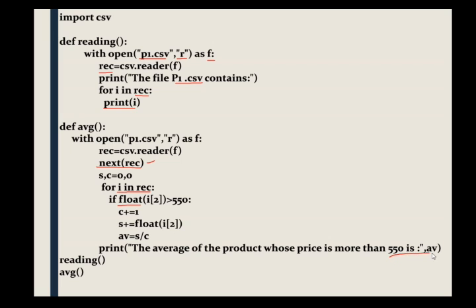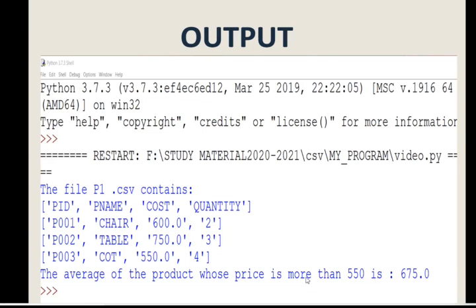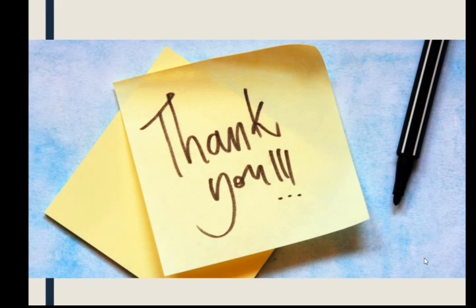So we were supposed to find the average of the products whose price is more than 550. If I see, there are two products having price more than 550. These are the two products. So if we add them and divide by 2, we will get the resultant as 675.0. Thank you.